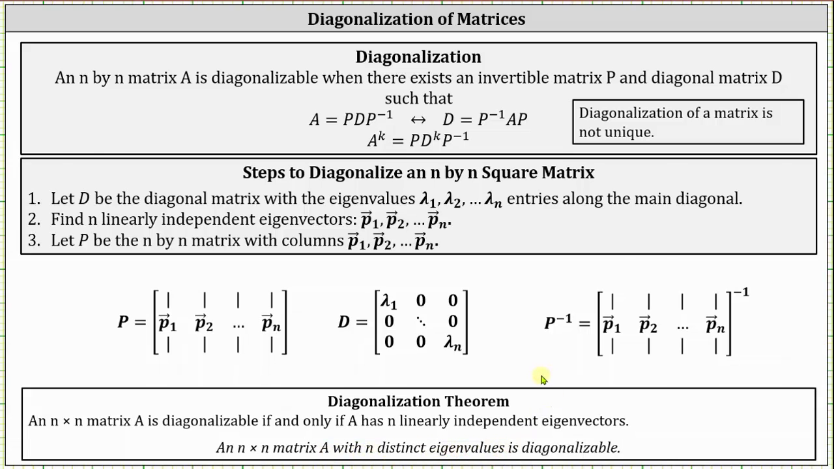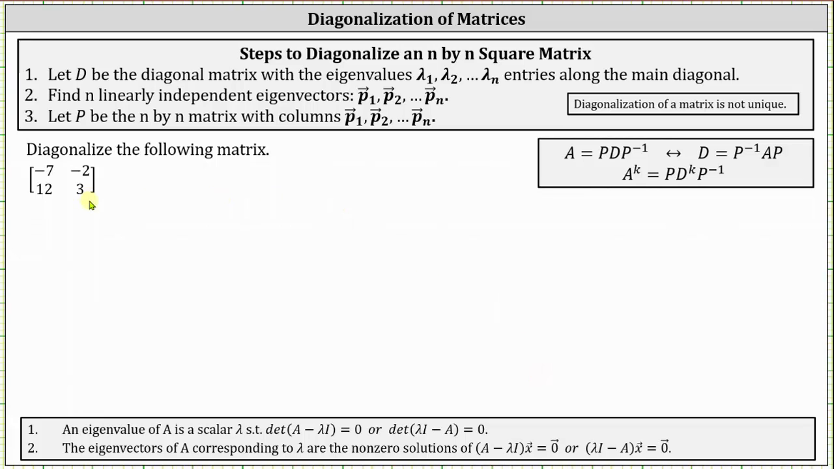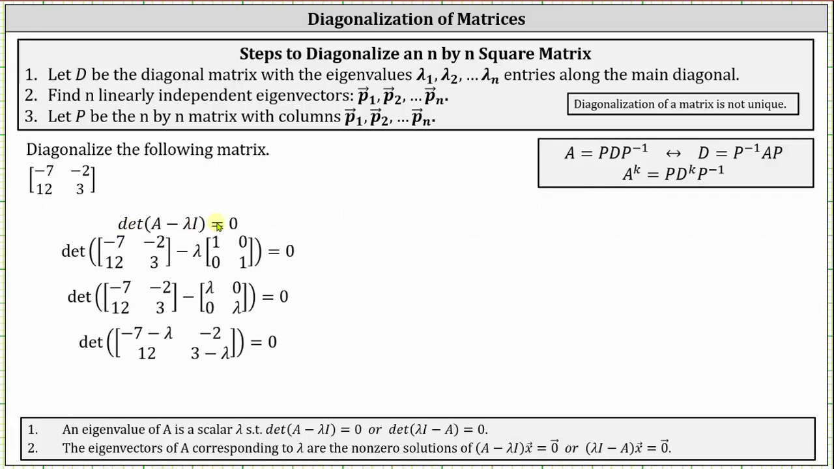Let's walk through an example. Let's diagonalize the given 2 by 2 matrix. We begin by determining the eigenvalues. To do this, we need to solve the equation, the determinant of the difference of matrix A and the product of lambda and the identity matrix equals 0, which I've shown below.